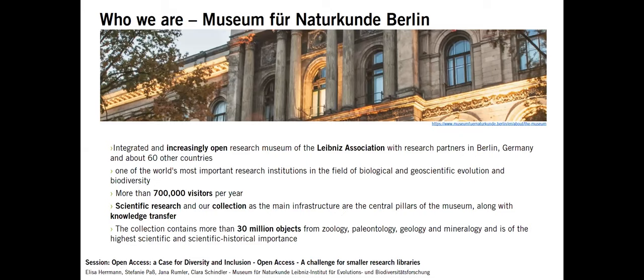The central pillars of the museum are scientific research on one hand, where the research is mainly focused on zoology, paleontology, as well as geology and mineralogy. We obviously have our collection that contains over 30 million objects. And the other pillar that the museum is very much engaged in is science communication and knowledge transfer. So we try to dismantle barriers that the general public may have when it comes to science. How does science work? What are we researching on, and so on.